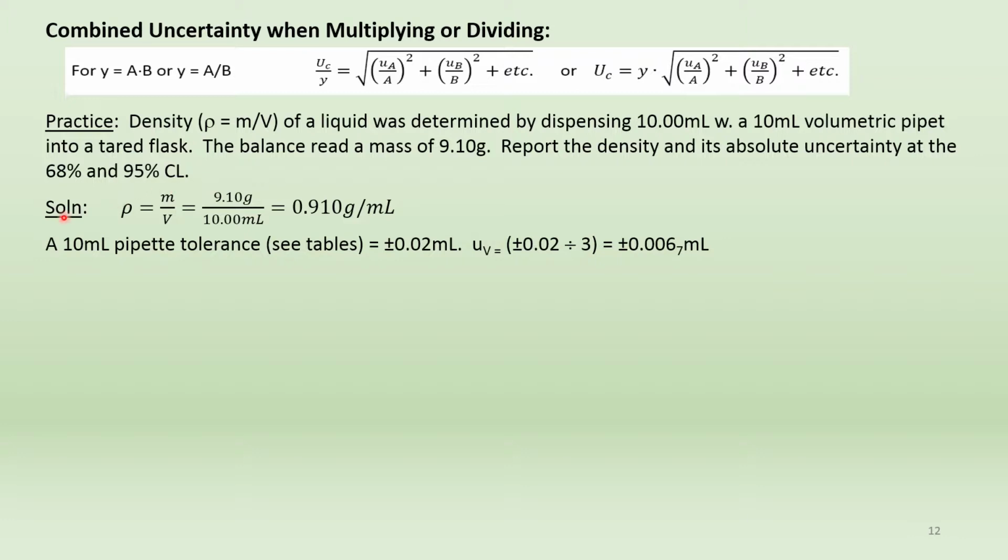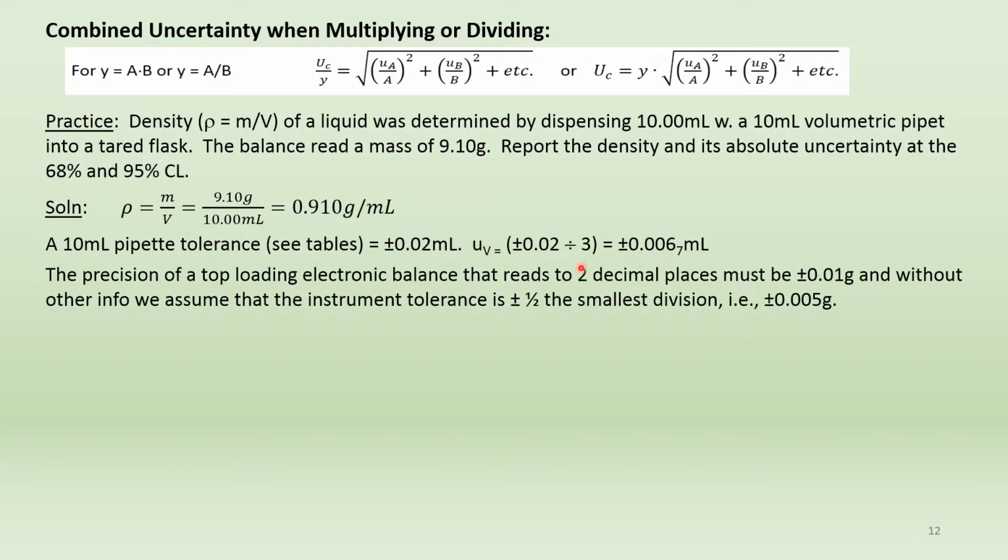How about the tolerance? A 10 ml pipette tolerance from the tables is plus or minus 0.02 mls. But the tolerance is the maximum uncertainty. We want the most probable or standard uncertainty, which would be a third of that, which is plus or minus 0.0067 mls. Now for the electronic balance, its precision is in the second decimal place because it's reading 9.10 grams. And therefore, we have to assume a tolerance of plus or minus 1/2 the smallest division. A half of that is 0.005 grams.